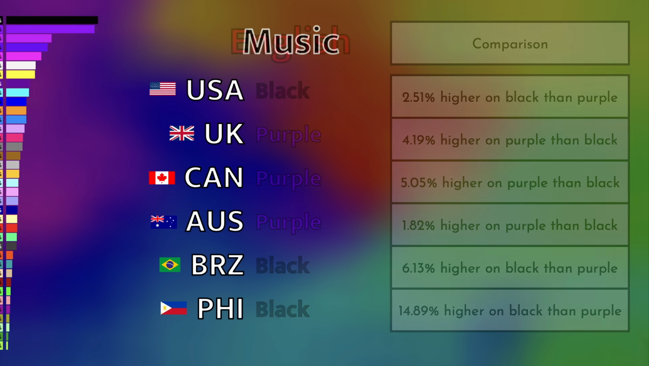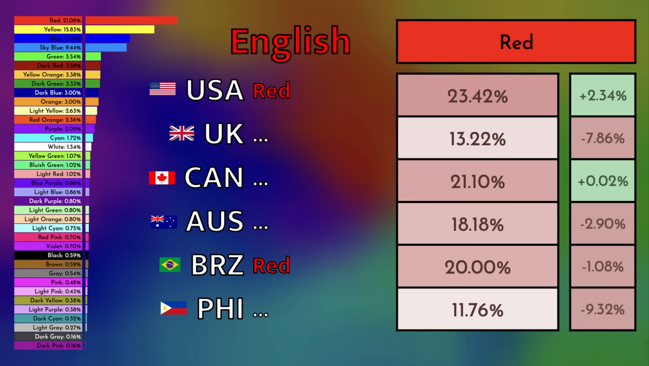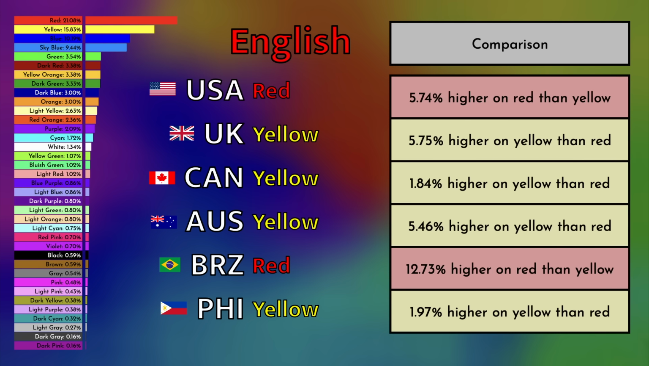English was split between red, yellow, and the blues. Red came out on top for the overall poll and the United States, but a number of countries had yellow as the winning color. This includes the United Kingdom, Canada, Australia, and the Philippines. None of them were particularly dominant with yellow, however, red was always close behind.